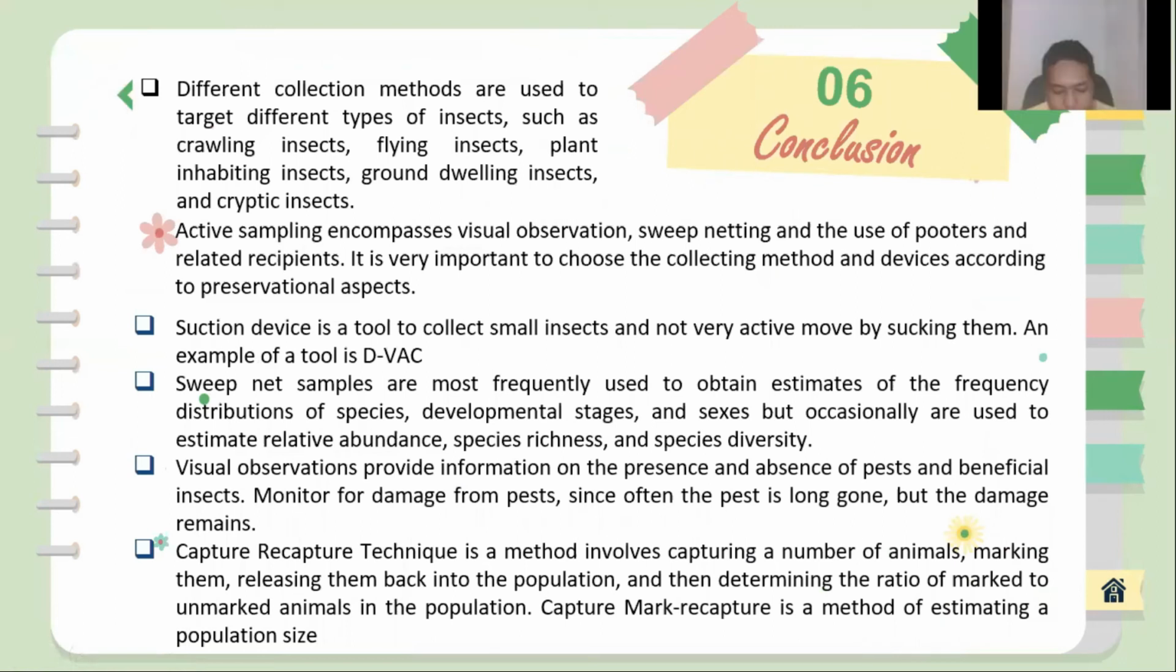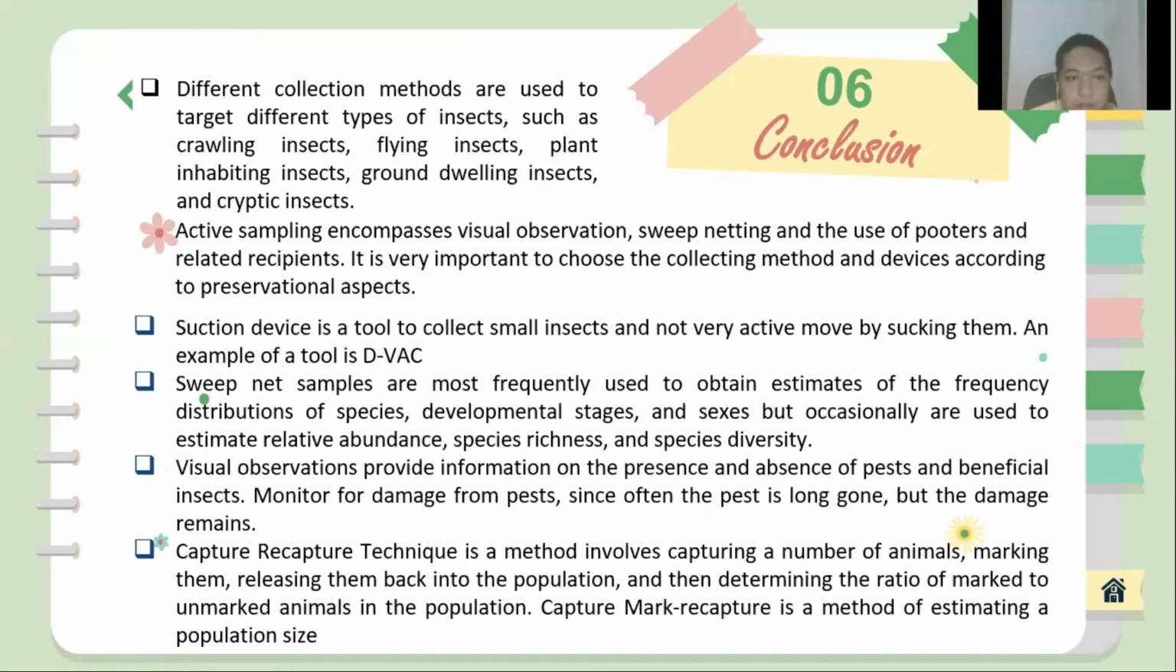The last one is the conclusion. Different collection methods are used to target different types of insects, such as crawling insects, plant-inhabiting insects, ground-dwelling insects, and cryptic insects. Active sampling encompasses visual observation, strip netting, and the use of pooters and related receptacles. It is very important to choose the collecting method and device according to preservation aspects.